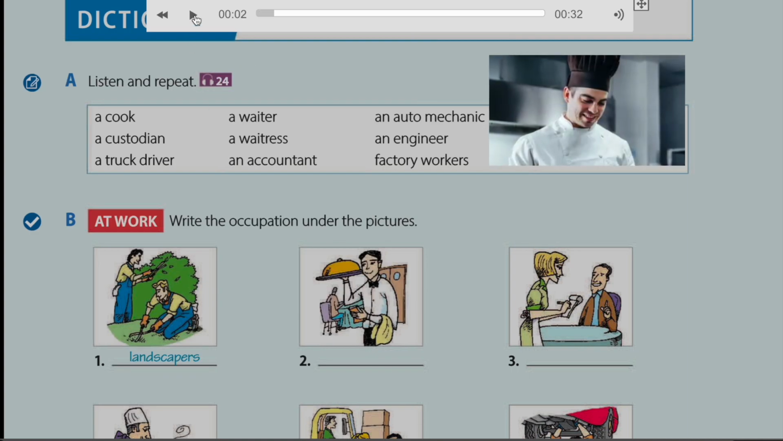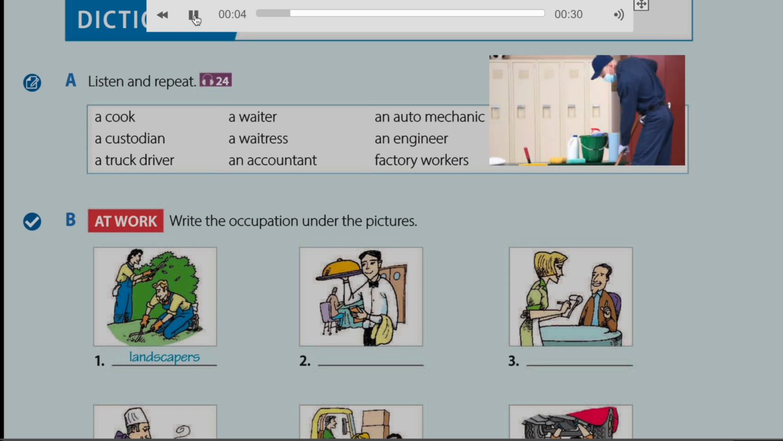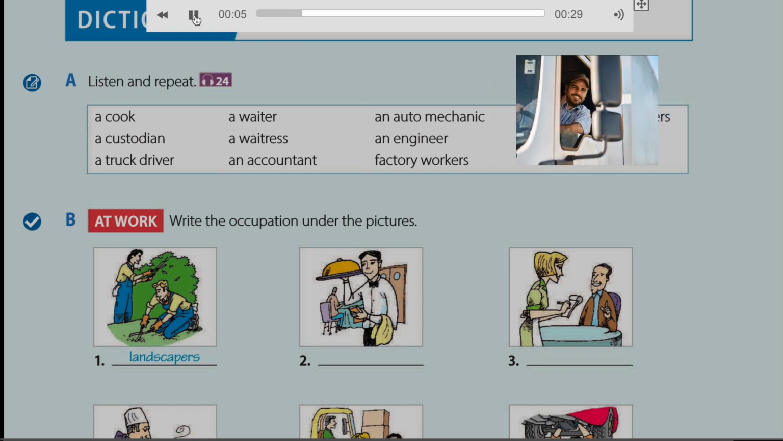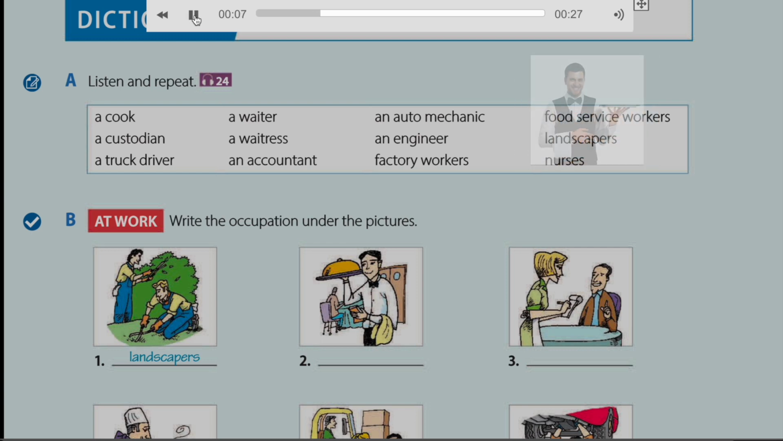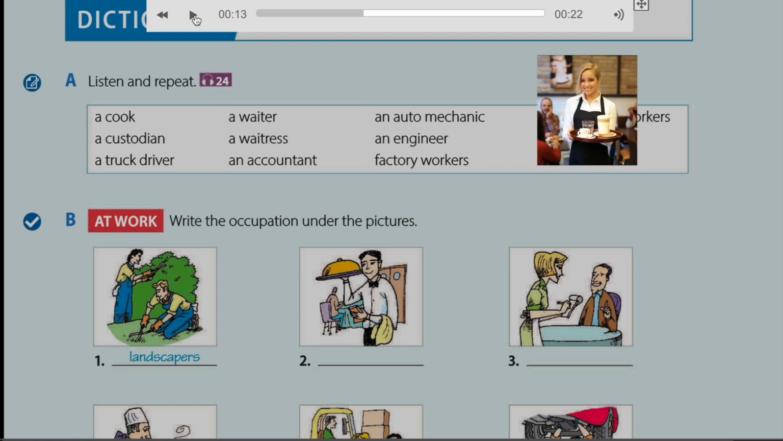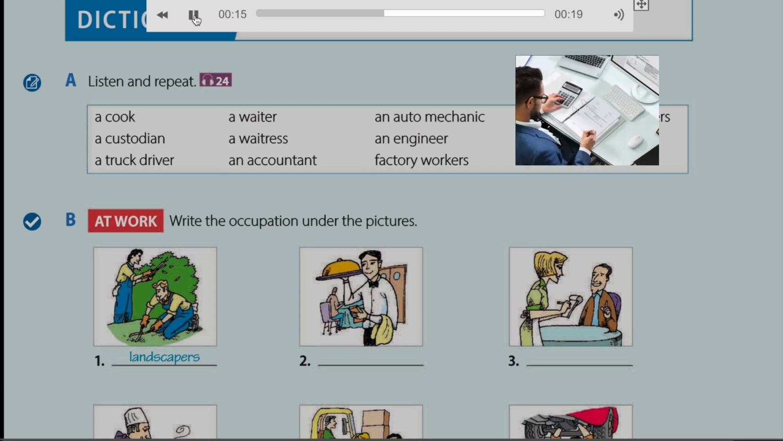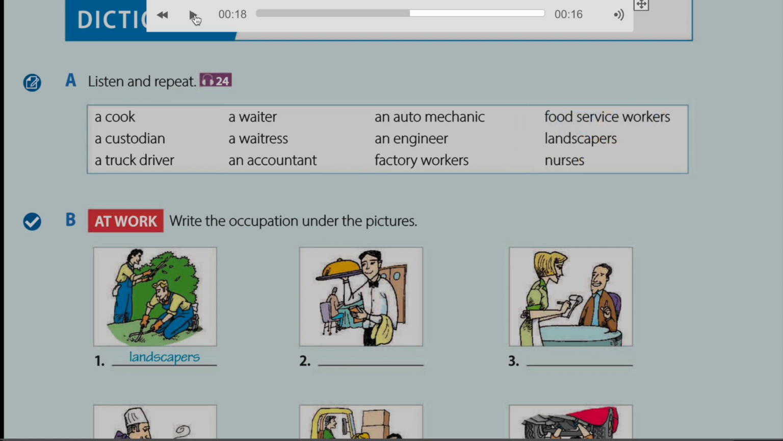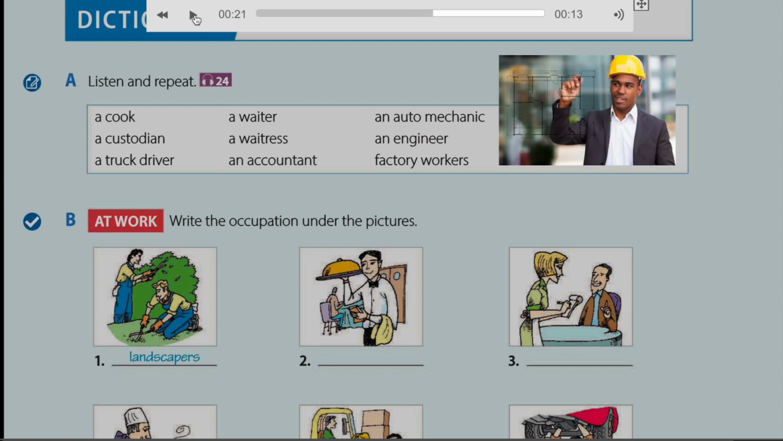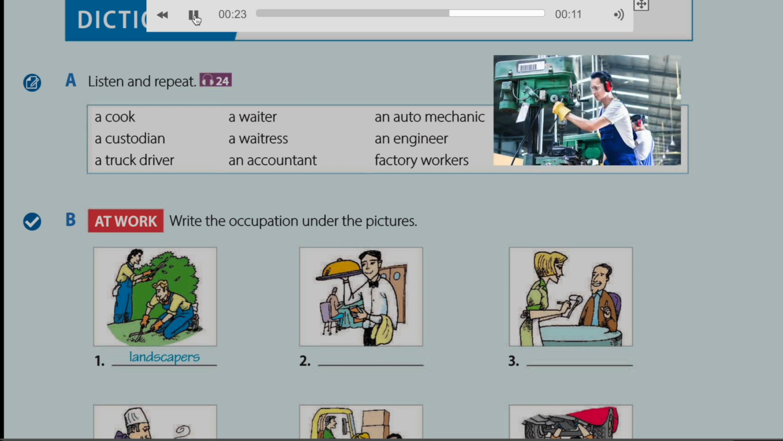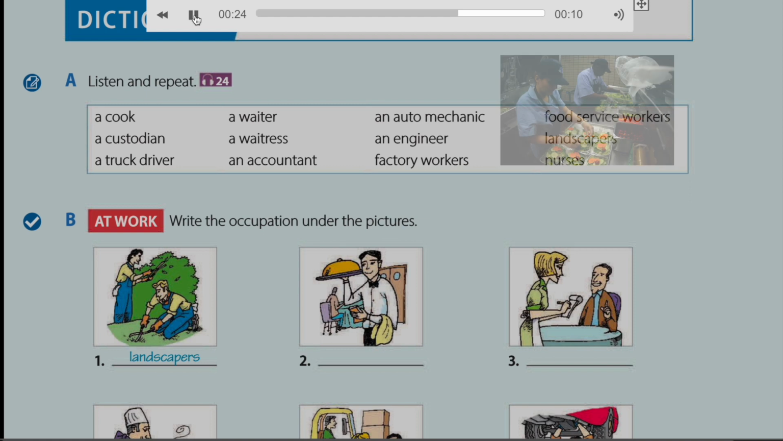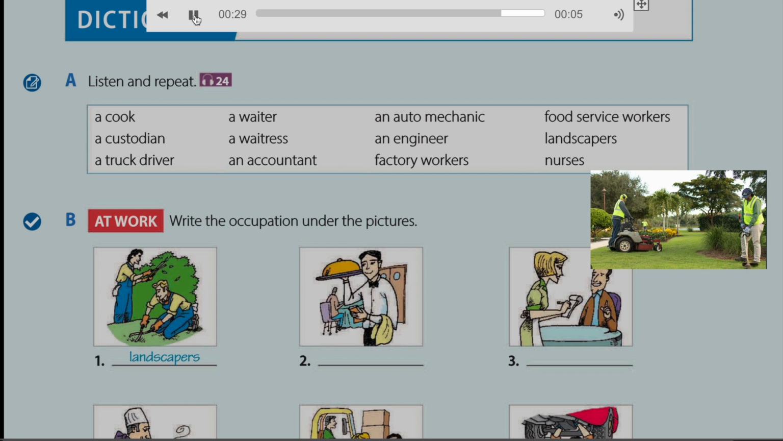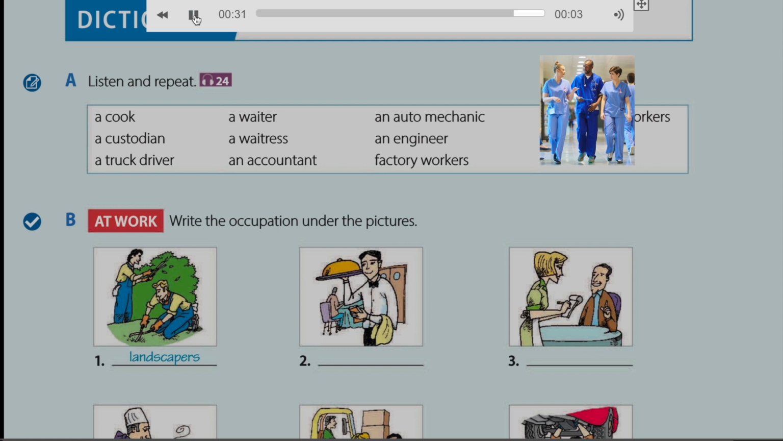A cook, a custodian, a truck driver, a waiter, a waitress, an accountant, an auto mechanic, an engineer, factory workers, food service workers, landscapers, nurses.